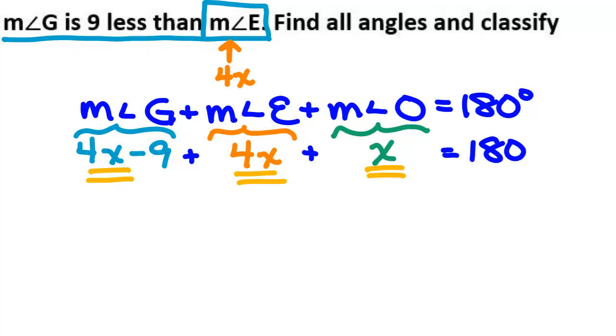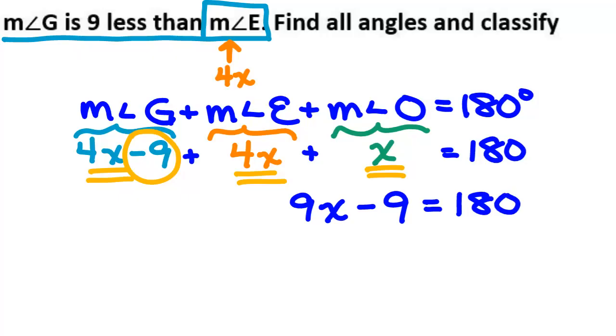I'm sorry, I didn't hear. I don't have 3 x's. I have 4x, 4x, and x. 9. 4 and 4 gives me 8, and then one more gives me 9. We have 9x. And then we only have one constant. We only have one piece that does not have an x with it. It's this minus 9. So 9x minus 9 equals 180.